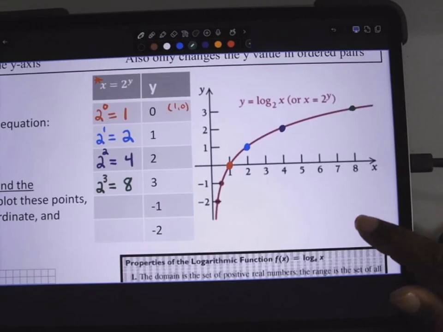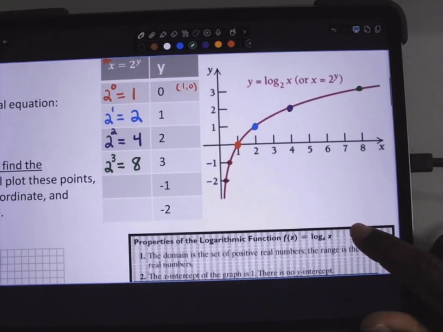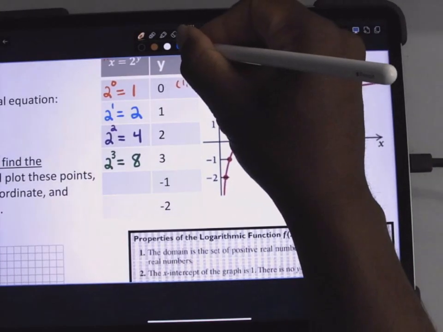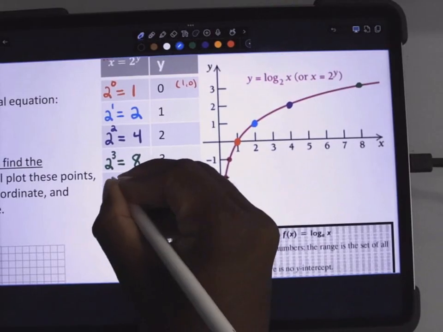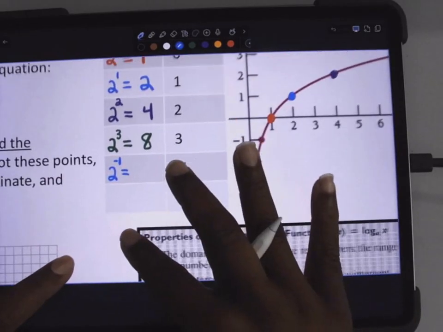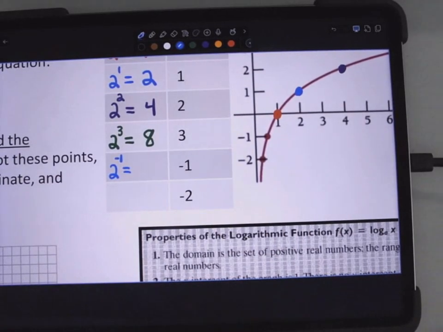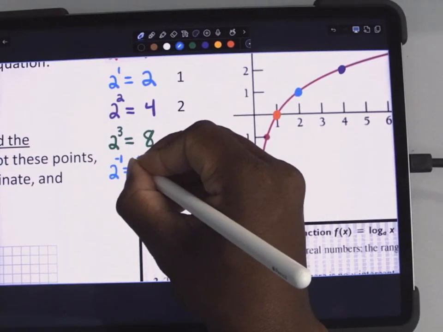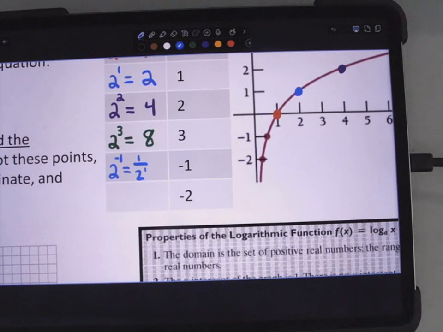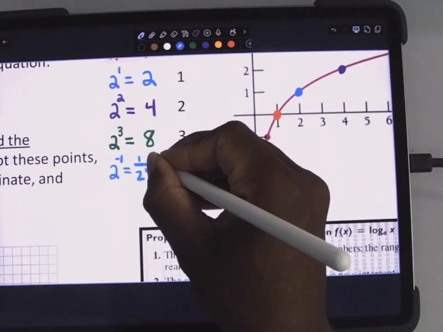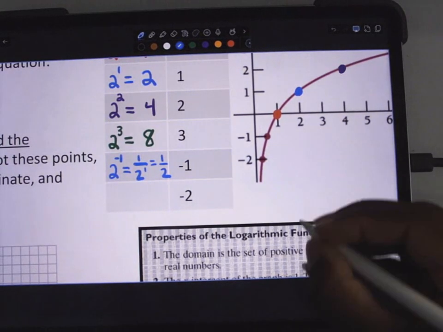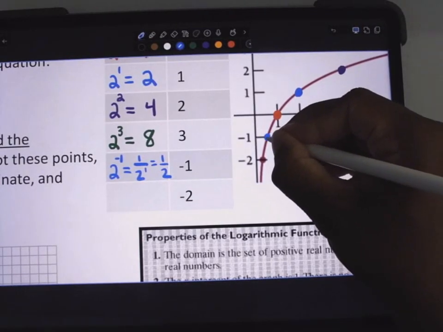And then let's see what happens when we put in negative y values. When we let y be -1, we get 2 to the -1 power. And recall how we handle this. Whenever the exponent's negative, we have to flip it and bring the 2 to the bottom of a fraction. So this would equal 1 over 2 to the first power. That's how we make the exponent positive. And this just equals a half, or 0.5. So when x is 0.5, or a half, y is -1.